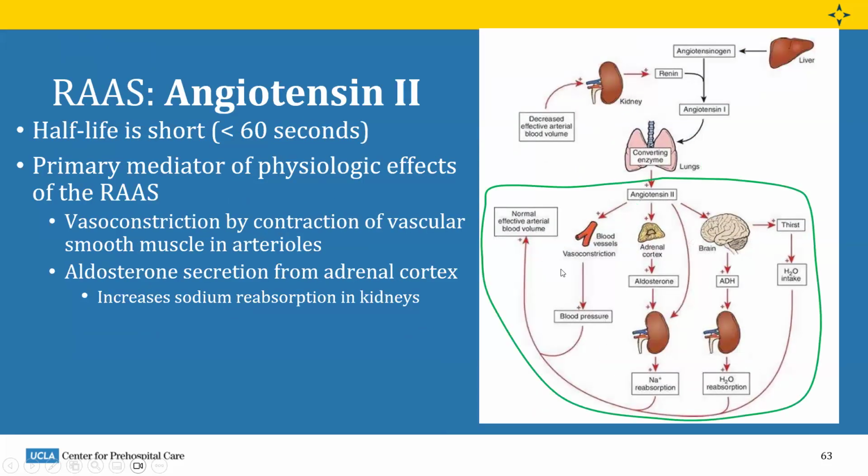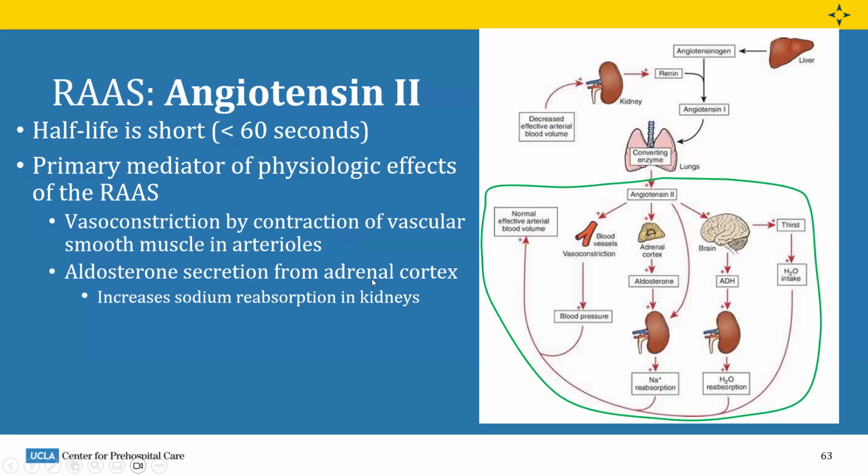Now we have a whole bunch of stuff happening. All of that was for renin to convert angiotensinogen to angiotensin 1, and the converting enzyme in the lungs to take angiotensin 1 and convert it to angiotensin 2. This is a pretty short half-life compound, and essentially it's going to do a whole bunch of stuff. It's going to cause our blood vessels to vasoconstrict, so we increase our blood pressure, so that we can get back to normal blood volume and blood pressure.